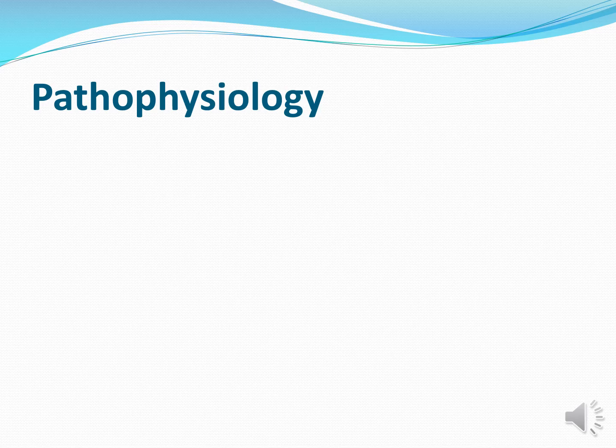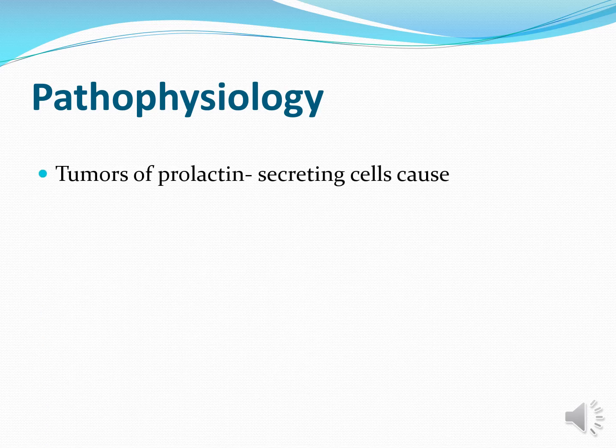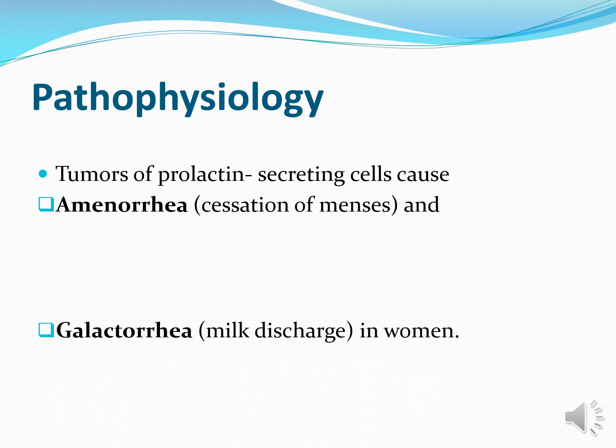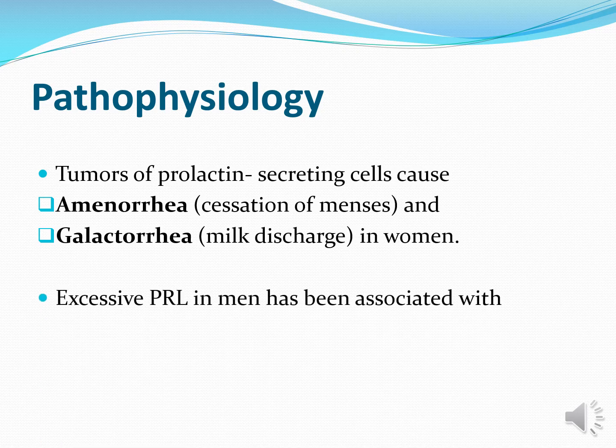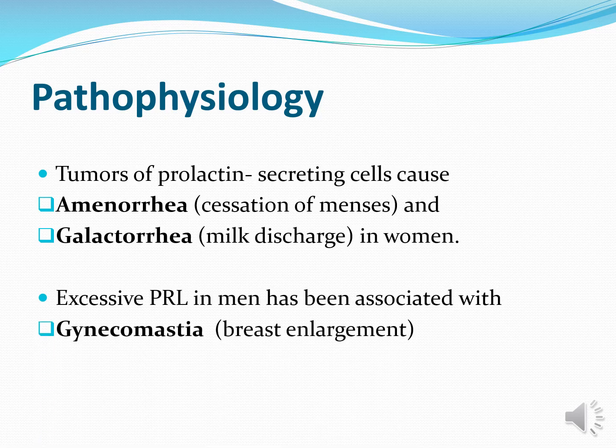Now, the pathophysiology. The tumor of prolactin secreting cells causes amenorrhea, which is cessation of menses, and galactorrhea, which is the milk discharge in women. And excessive prolactin has been associated with gynecomastia, which is the breast enlargement, and impotence in men.